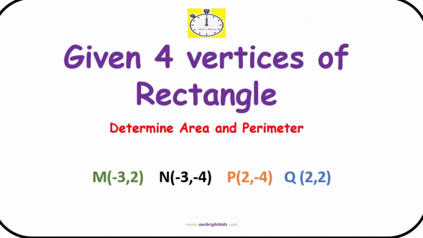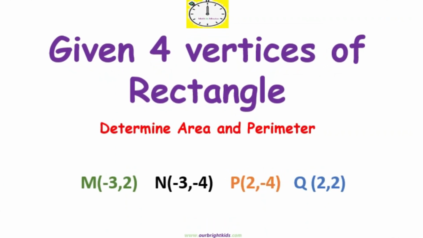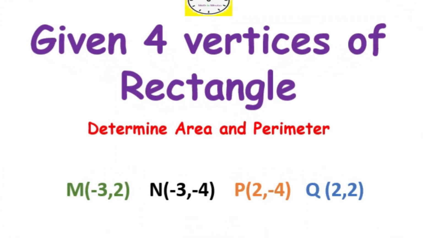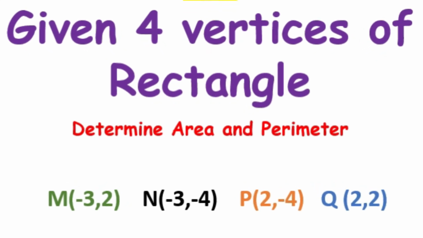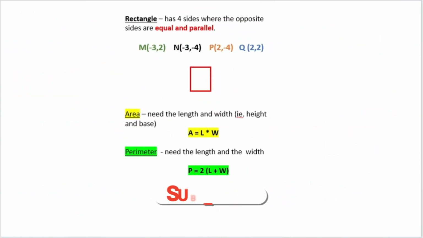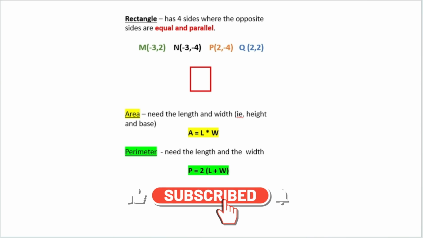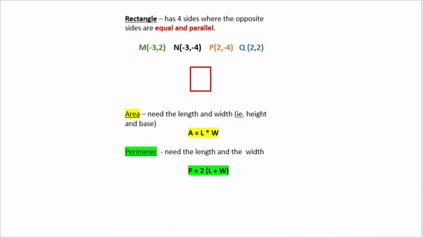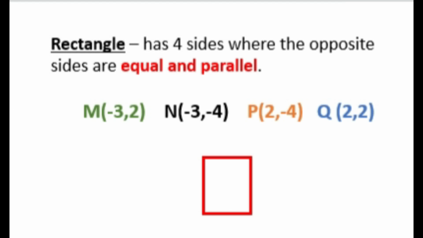This Math in Minute video is given 4 vertices of a rectangle, determine area and perimeter. So the first thing we want to do is define some of the terms. What is a rectangle and what is needed for determining the area and perimeter? A rectangle has 4 sides where the opposite sides are equal and parallel.